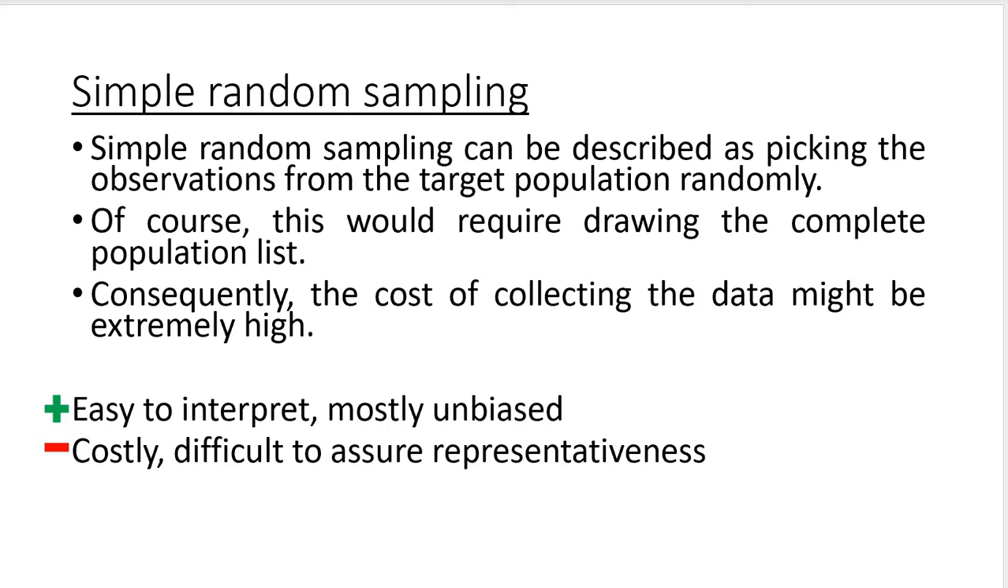So the obvious advantage of this method is that it is easy to interpret, and here sampling is mostly unbiased. However, on the other hand, it's quite costly in terms of time and material resources, and it might be quite difficult to assure representativeness. So in this case, you kind of imply that it is representative because you pick observations randomly, but there is no way to actually verify this hypothesis about representativeness.